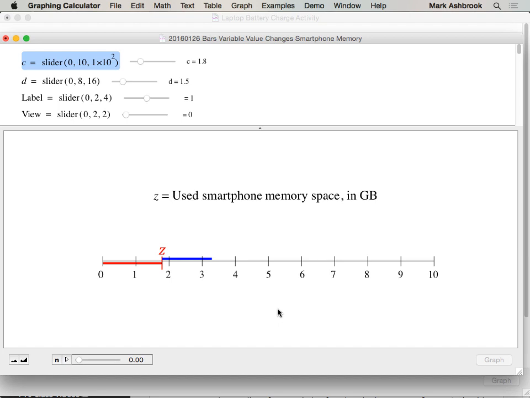A change in memory space. What causes a change in memory space like this? Download something, right? You download something, and there's a change, right? So we're going to call that DZ. DZ is the amount of change, right? So there's an amount of smartphone memory space that is used, and then you want something else, that's going to be a change.